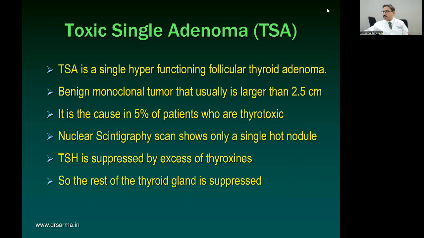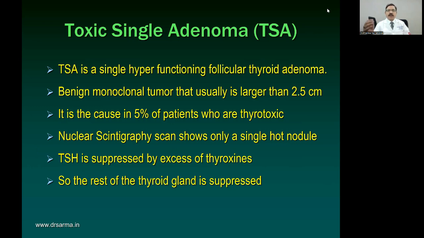Now, the last one is TSA, toxic single adenoma. That is where one small nodule is there and that is toxic. TSA is a single hyperfunctioning follicular thyroid adenoma. It is a benign monoclonal tumor of the thyroid that usually is larger than 2.5 centimeters. 2.5 centimeters is 1 inch. It is usually 5% of the patients with hyperthyroidism: 50 to 60%, 20%, 15%, 5%, in order of decreasing frequency. Nuclear scintigraphy scan shows a solid single hot nodule.